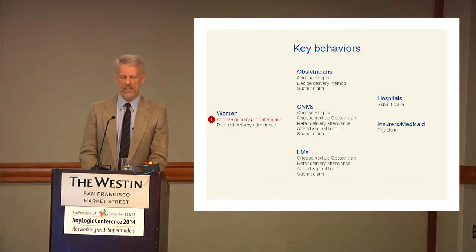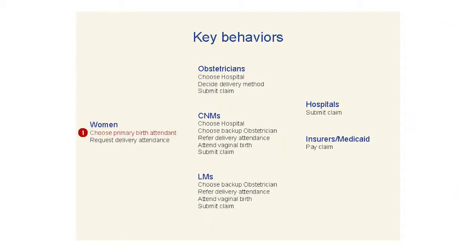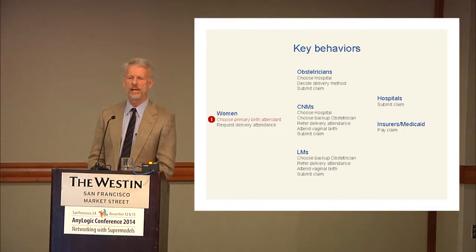Very important in our model is to model the key behaviors of all the agents within the model. Because if you think about it, it's the behaviors that really count. It's how an obstetrician makes the decision whether or not to have a cesarean delivery that really makes the difference. So we're modeling behaviors very carefully. And I'm just going to flip through here to just show the order of the behaviors that we're modeling and say a little bit about them.